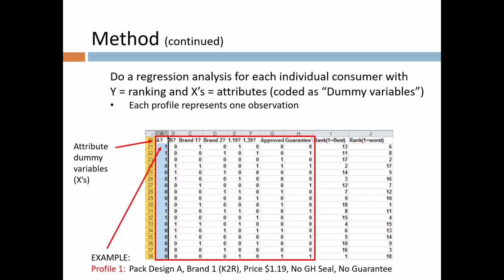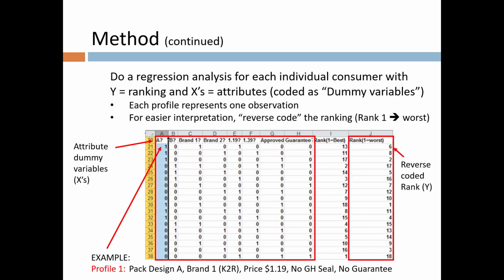So the first row is profile 1, which has pack design A, brand K2R, price of $1.19, no Good Housekeeping seal, and no guarantee. Following the guarantee column, you have the profile ranking, which for this profile is 13 out of 18. The last column shows the ranking in reverse order, that is, with 1 indicating the least preferred and 18 the most preferred. This is called reverse coding, which is achieved by flipping the code so a higher number means it is more preferred.